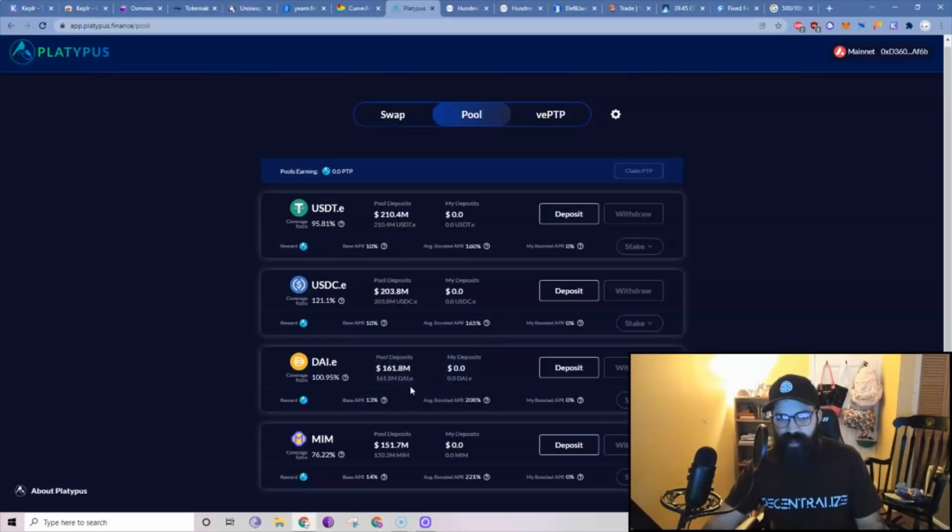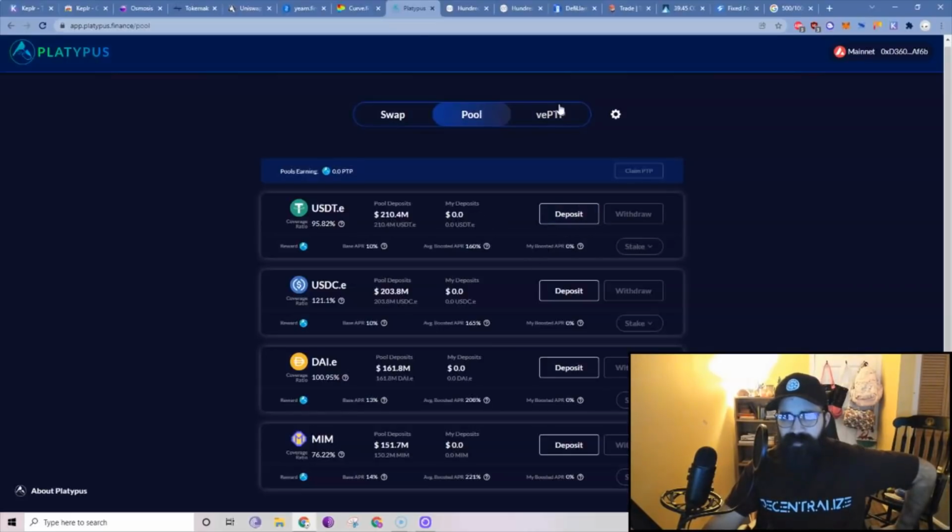Okay, so then base APR, we have anything between 10% and 14%. And then I believe they have the average APR somewhere. Yeah, average boosted APR, 160% to 221%. This is really good, right? And to get that boost, it's actually remarkably easy. So maybe I'll put some portion of my assets in Platypus instead of having most of my assets in 100. But I'm getting a pretty good yield on 100 as it is.